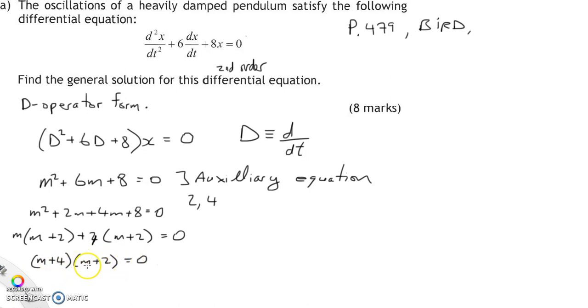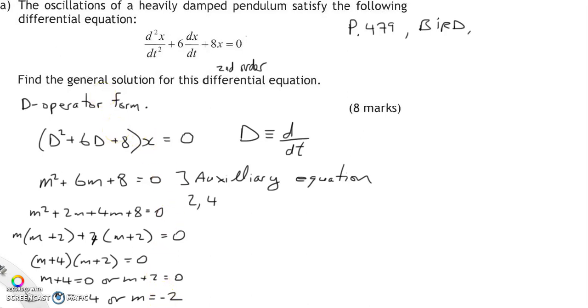Either one of these is equal to 0. We set both to 0, so m plus 4 equals 0, or m plus 2 equals 0. That gives us m equals minus 4, or m equals minus 2. So these are our roots. These are different roots, and they are real, because there's no square root of a minus number. So real and different triggers a certain general solution.